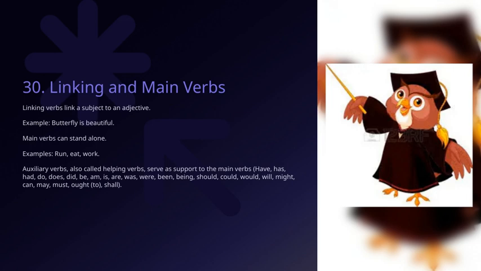Then we have auxiliary verbs, which are also called helping verbs. These support the main verbs and help us form different tenses or moods. Common auxiliary verbs include have, has, had, do, does, did, be, am, is, are, was, were, been, being, and also modal verbs like should, could, would, will, might, can, may, must, ought to, and shall. The key takeaway here is that linking verbs connect subjects to descriptions, main verbs express the core action, and auxiliary verbs help us build more complex verb forms. Understanding these helps us see how sentences are structured and how meaning is conveyed clearly and accurately. This is all part of mastering how to use verbs effectively in our language.